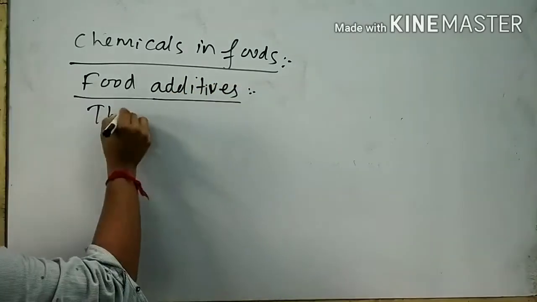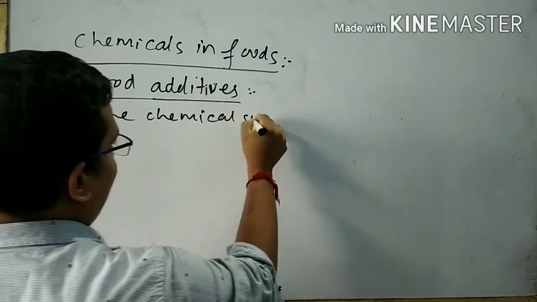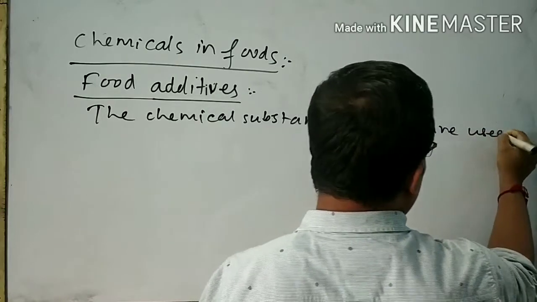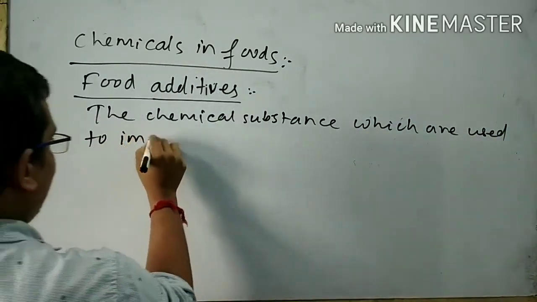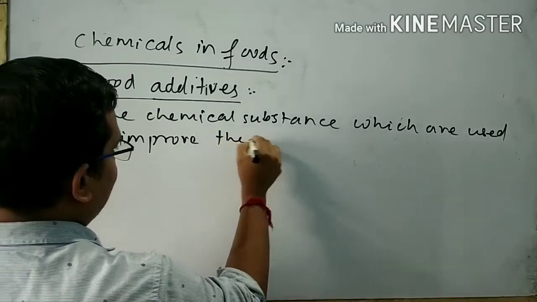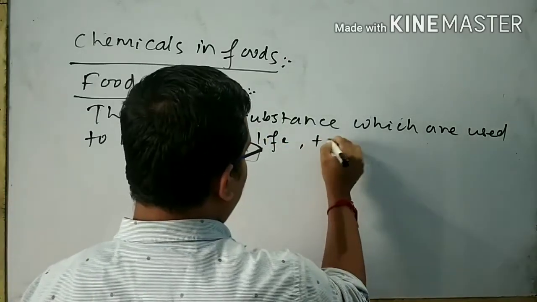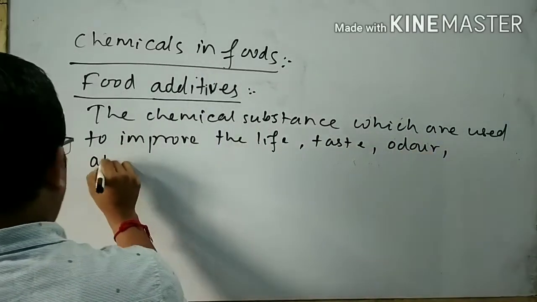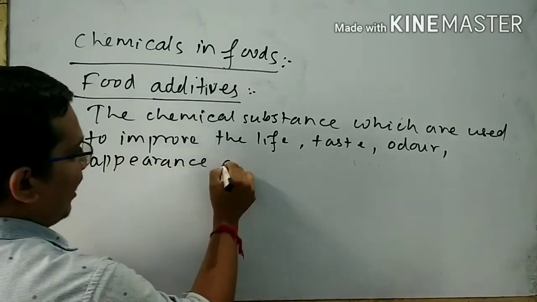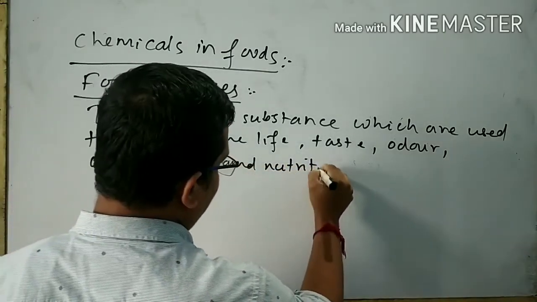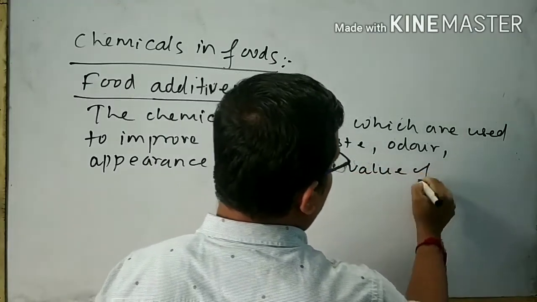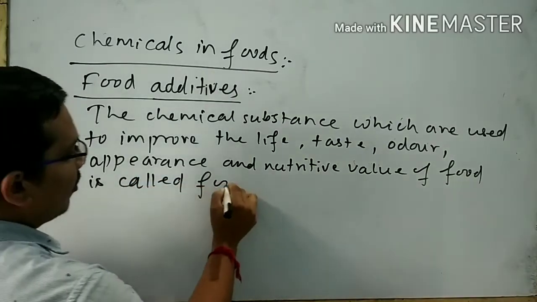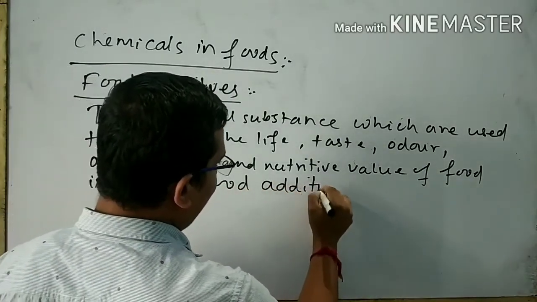What is a food additive? The chemical substance which is used to improve the life, taste, odor, appearance and nutritive value of food is called a food additive.